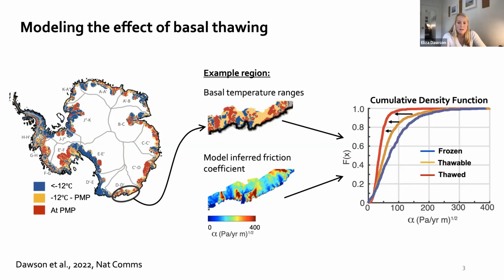So using the CDFs enables me to modify the friction coefficient in the experiments by reducing the friction in the thawable regions to match the friction coefficients in the nearby thawed regions. And so this is my way of capturing the effect of thawing in ISSM experiments.